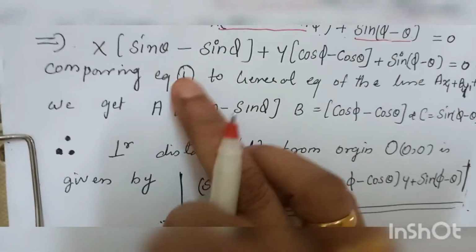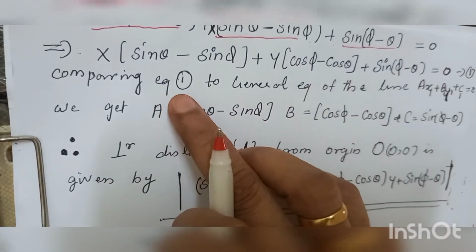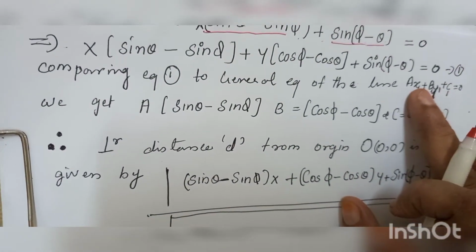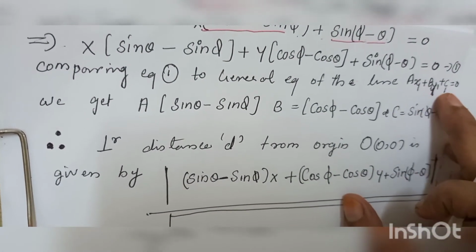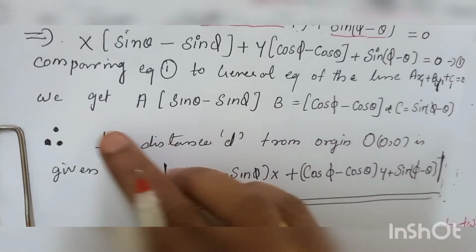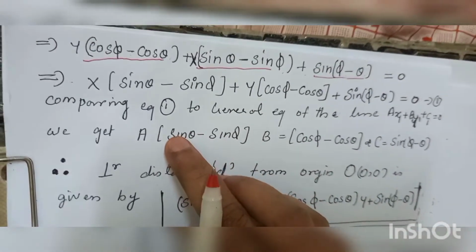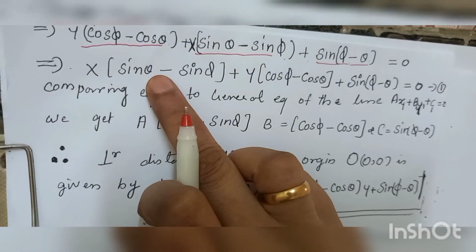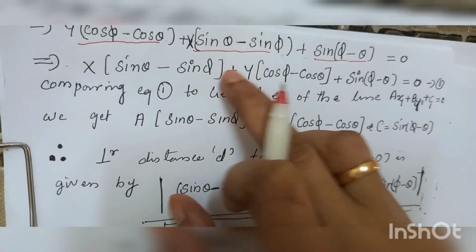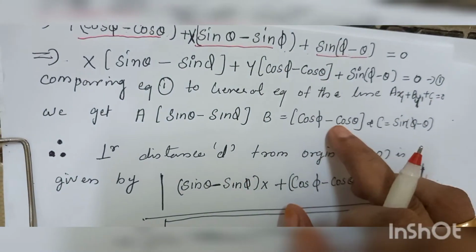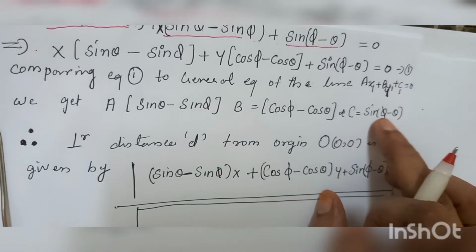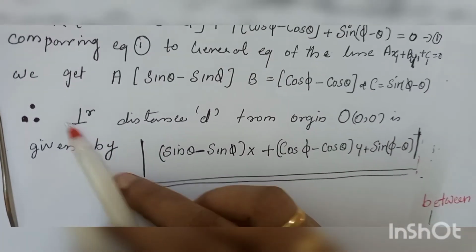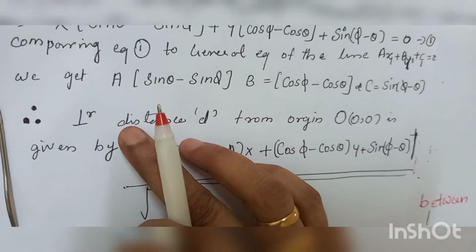Okay, comparing equation 1 to the general equation of the line. What is the general equation of the line? Ax plus By plus C is equal to 0. We get, what is A here? A is equal to sin theta minus sin phi. What is B here? Cos phi minus cos theta. What is C here? Sin phi minus theta. So, therefore, we have to find the perpendicular distance.